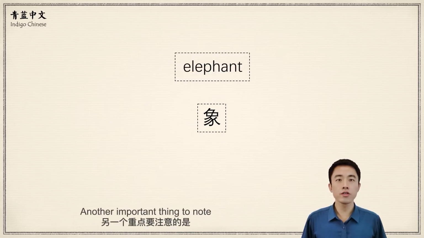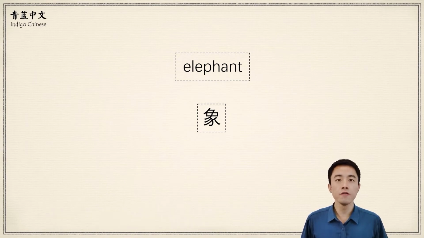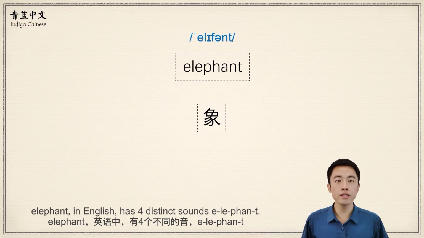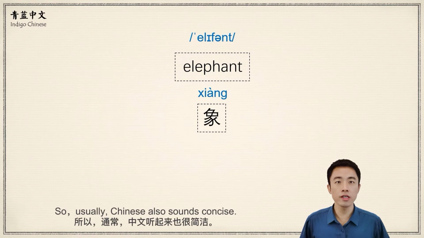Another important thing to note is that all Chinese characters are monosyllabic. For example, elephant in English has 4 distinct sounds, elephant. And the Chinese equivalent, xiang, has only 1 combined sound. So usually, Chinese also sounds concise.